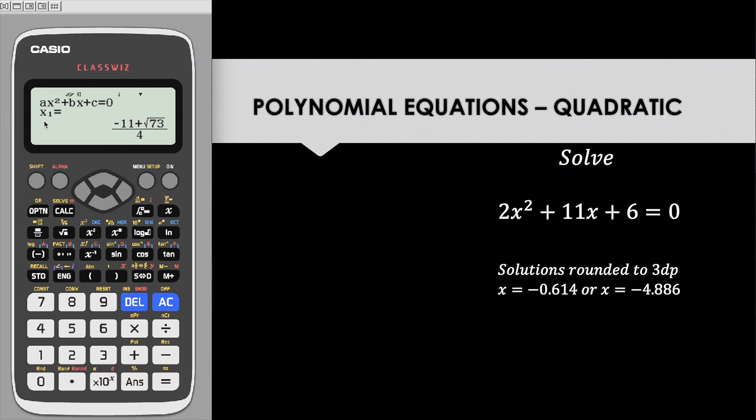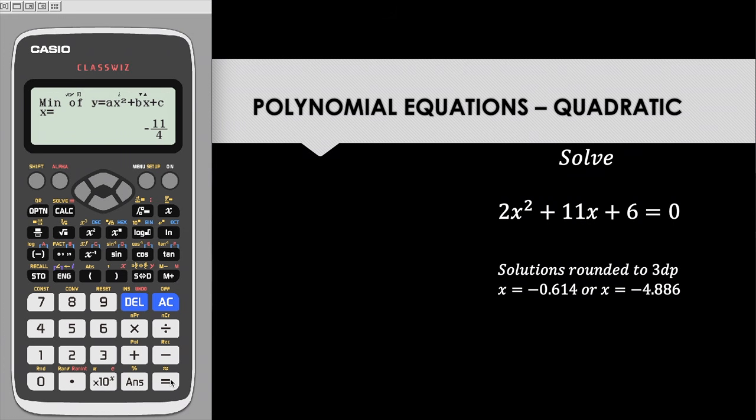So x1, this is my first x value. Now it's got it in the form of a surd, but if I select the SD button, I can get it into a decimal. And as you can see, I've got minus 0.614 to 3 decimal places, so that's correct. Now if I select equals again, I'll get my second x value. Again, if we just press that SD button to get it back into a decimal, I get minus 4.886 to 3 decimal places for my second solution.